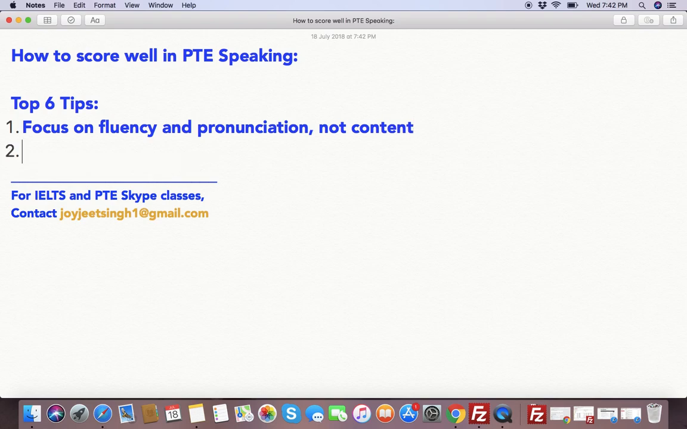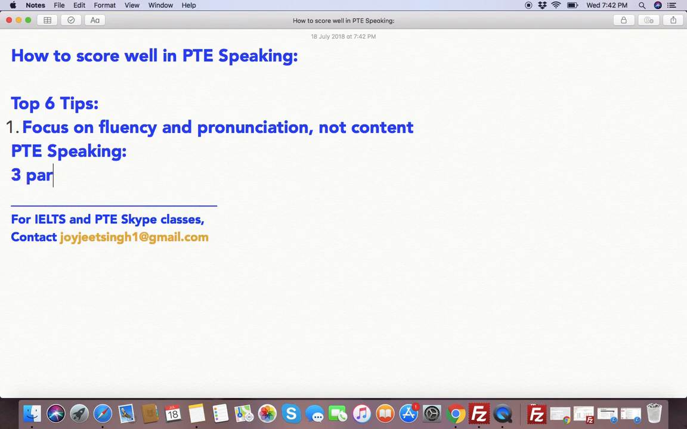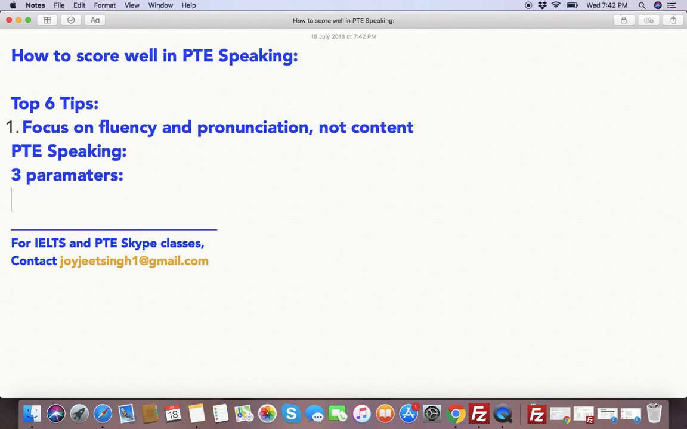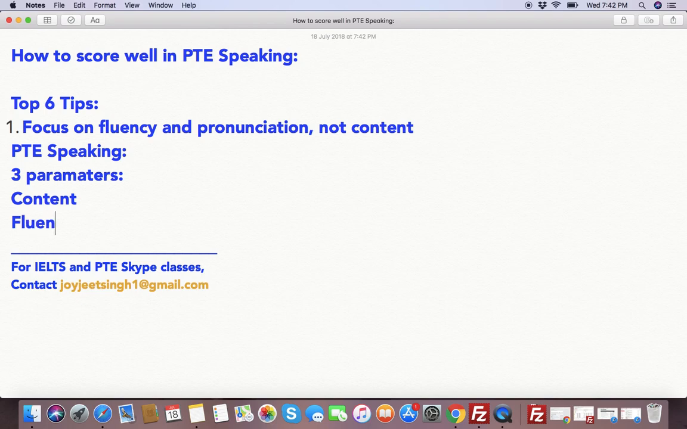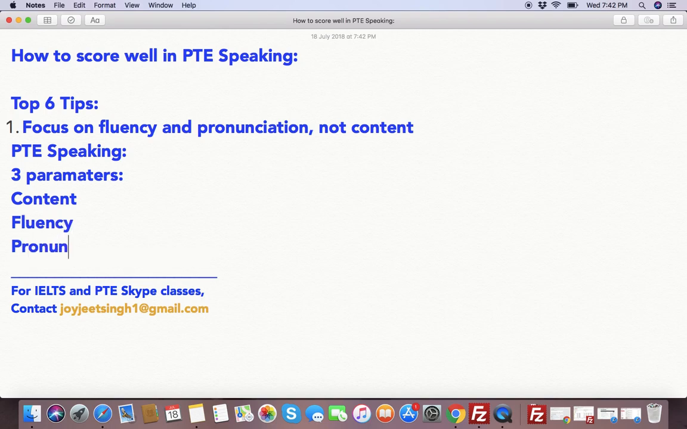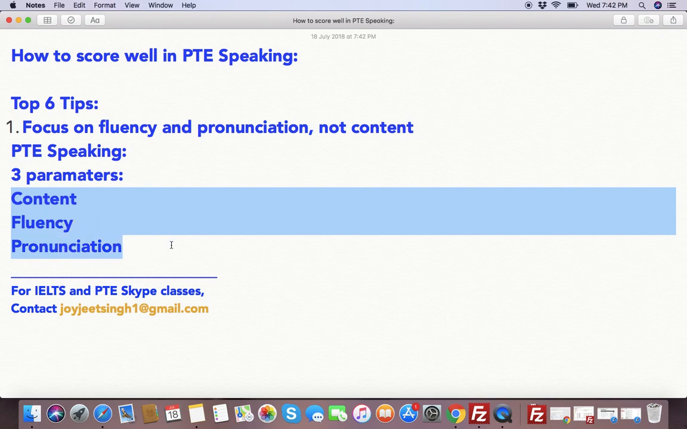What I mean by that is, guys, the PTE speaking is scored on the basis of 3 parameters. If you have seen my other videos, you'll remember this, but in case you have not, these 3 parameters are content, fluency, and pronunciation. So content is what you speak, fluency is the flow you speak with, and pronunciation is how you pronounce the words. Now the marks of all 3 parameters may vary depending on the question. So they are different for read aloud, different for repeat sentence, and so on.